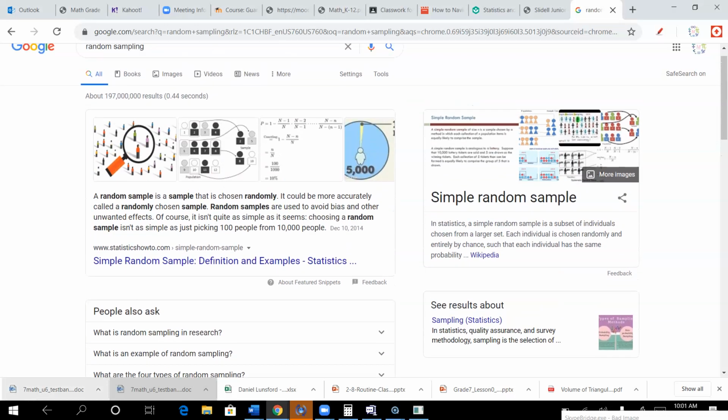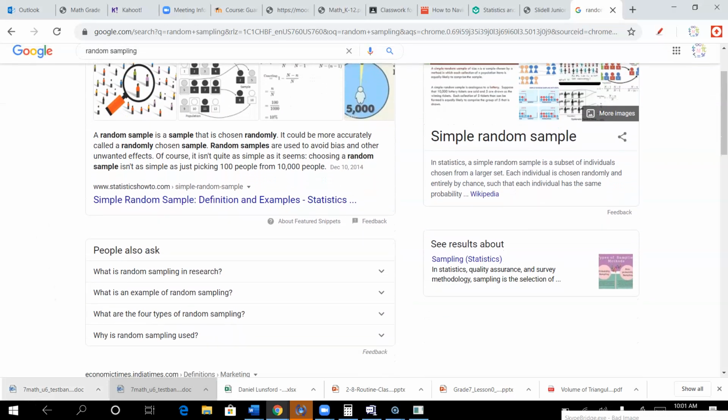So I just Google searched random sampling to give you a definition. A random sample is a sample that is chosen randomly. It could be more accurately called a randomly chosen sample. Random samples are used to avoid bias and other unwanted effects. Of course, it isn't quite as simple as it seems.